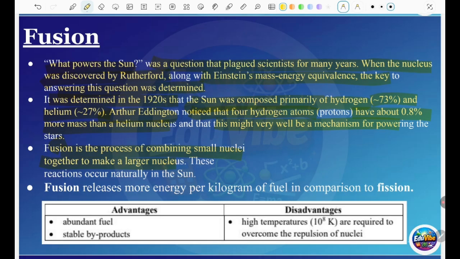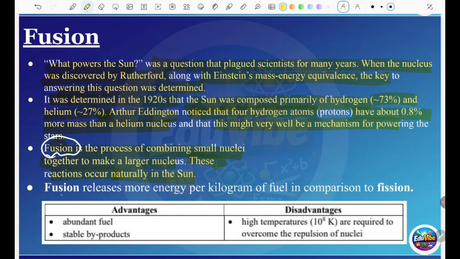Some small nuclei combining into a larger nucleus is called fusion. The key point is to recognize which is fission and which is fusion: these reactions occur naturally in the sun. When you mention the sun, fusion powers the sun, so these things happen naturally there.